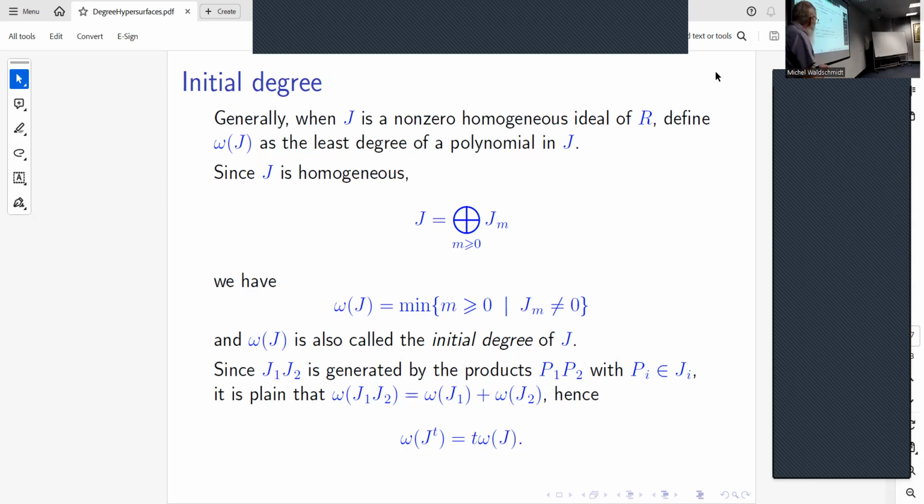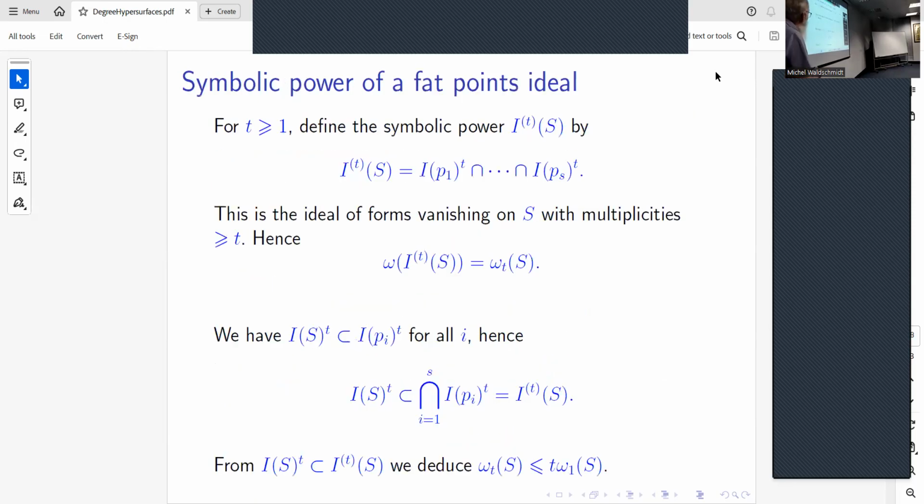So if you have the ideal generated by the product of polynomials, the omega of J to the T is T omega of J, which corresponds to the product of the polynomial. But you can define the symbolic power of the ideal. You take the intersection of the I(P1)^T up to I(Pn)^T, which means that you want multiplicity T at each point Pn, and you have the ideal of forms which vanish to order T. And so the initial degree of this ideal is precisely what you have.